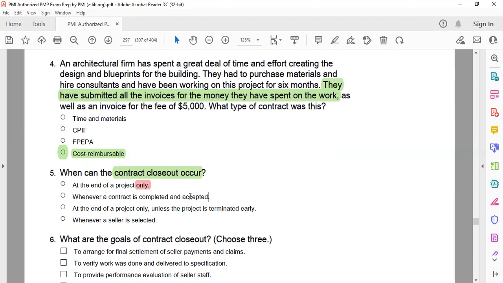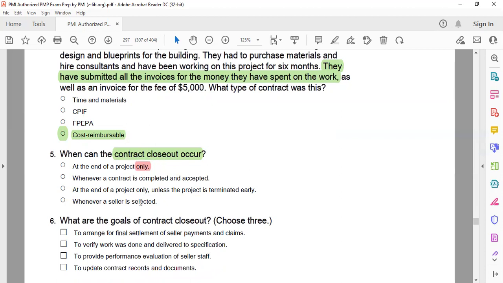Whenever a contract is completed and accepted at the project only, unless the project is terminated early, or whenever a seller is selected. When we select a seller, we start the contract, not terminate the contract. So A and D cannot be the answer, remaining B and C. Which one do you think is better? Answer in the chat window, please.